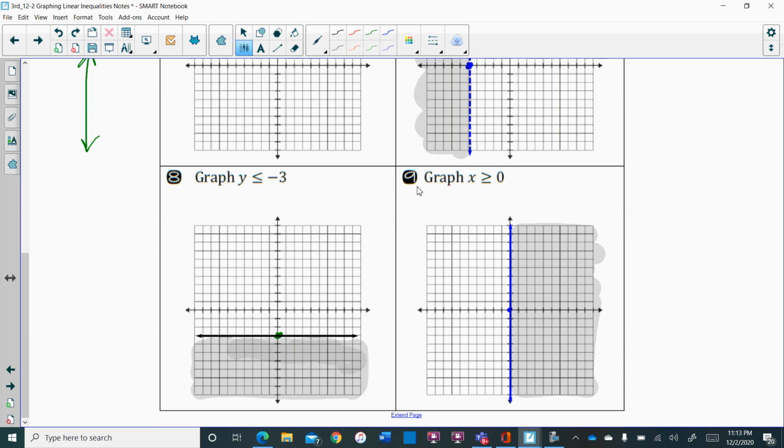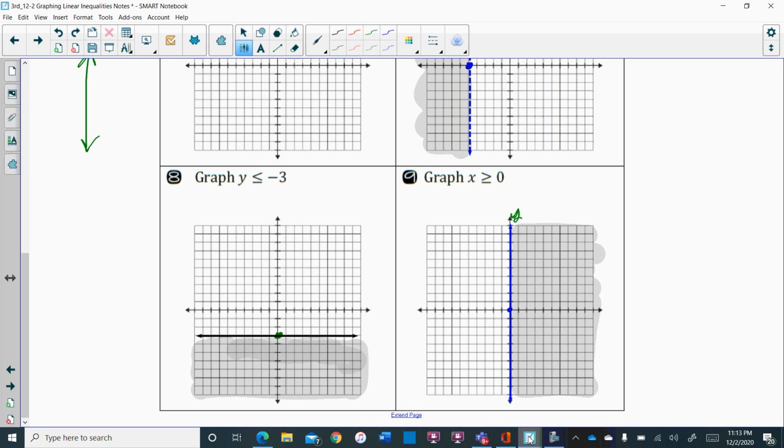So here was 8. We should have had a solid line. It's less than, so it's shaded below. And here was 9, a solid line again. Since it's greater than 0, it's basically on the y-axis here, and greater than would be to the right.